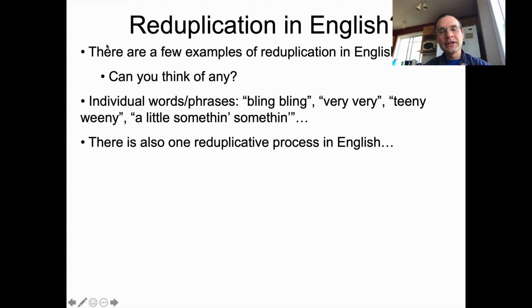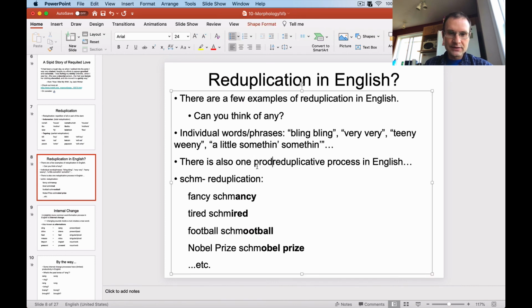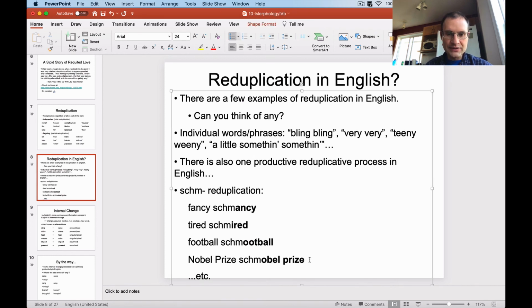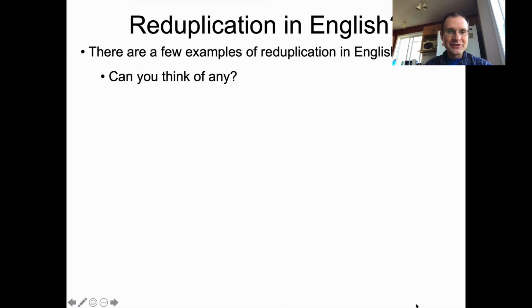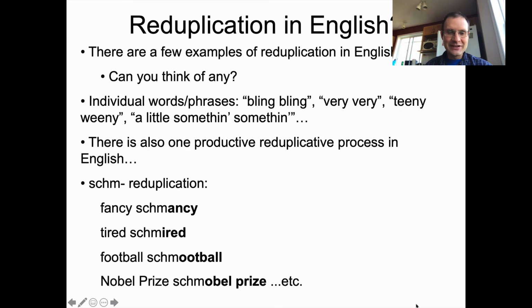There's also one reduplicative process in English which is productive. Maybe you thought of this when I was asking, because we can use this for a lot of different forms, but it's called schm reduplication. The classic canonical example is fancy schmancy, you and your fancy schmancy teddy bear or whatever, or your fancy schmancy car or house. You can apply this to other words or phrases like tired schmired, whatever, get out there and get back to work. Football, schmootball, who cares? Nobel Prize, schmobel Prize is not a big deal.